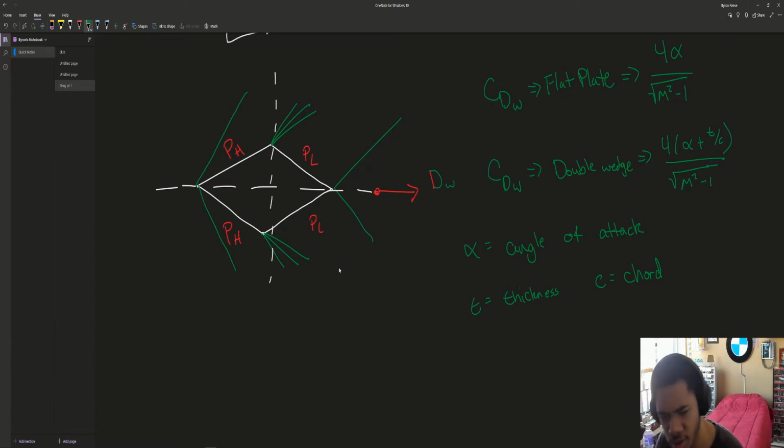C might actually be referring to the camber line here. Camber line, sorry, camber line. But to get more specific on this equation, so that we're not just limiting ourselves to that of the double wedge, although I do believe this is referring more to the chord here.